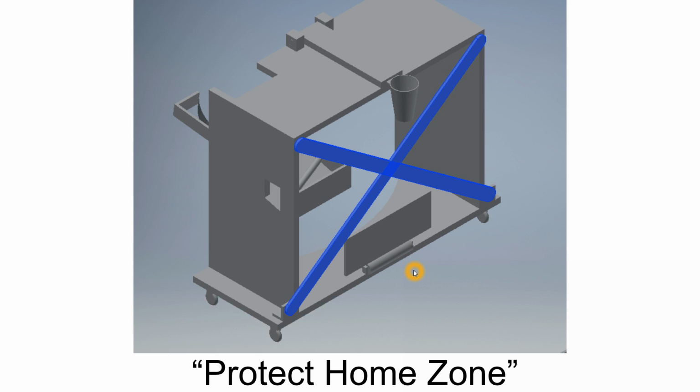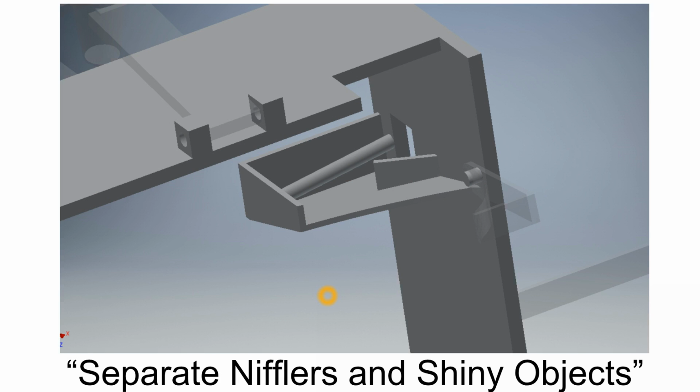The next subsystem we have is the protect the home zone. This is the beginning state of it. Once the machine gets pushed out to Azkaban, these arms will deploy so that when we pull the machine back, we will clear our home zone of any other team's Dementors or Nifflers.